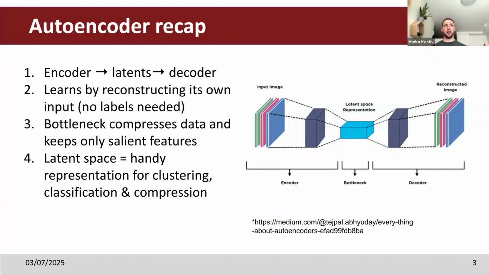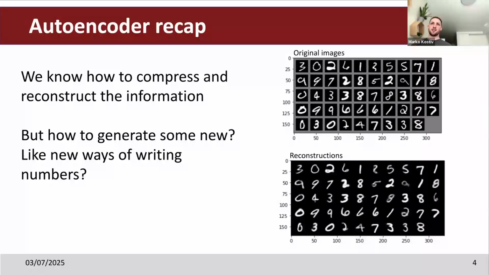In the bottleneck, you compress the most salient features, the most important parts, like you do with PCA, but not linearly. And this latent space is a handy representation that you can later use for clustering, classification, compression, whatever else. So with our famous MNIST dataset of handwritten digits, we know well how to compress the data and reconstruct the information, and it works pretty well. But how do we generate some new information? Like, what are the ways to generate new handwritten numbers, right?